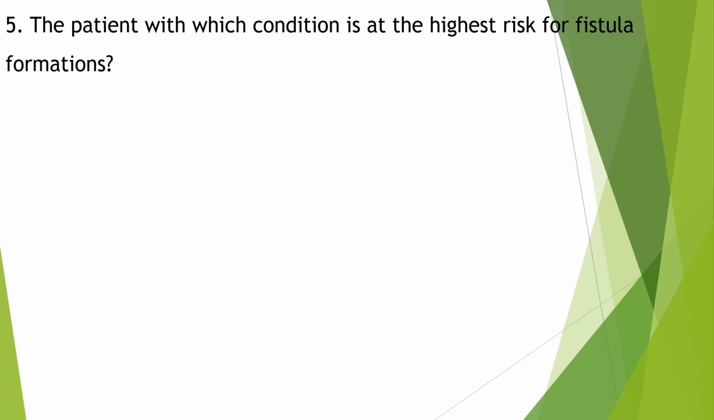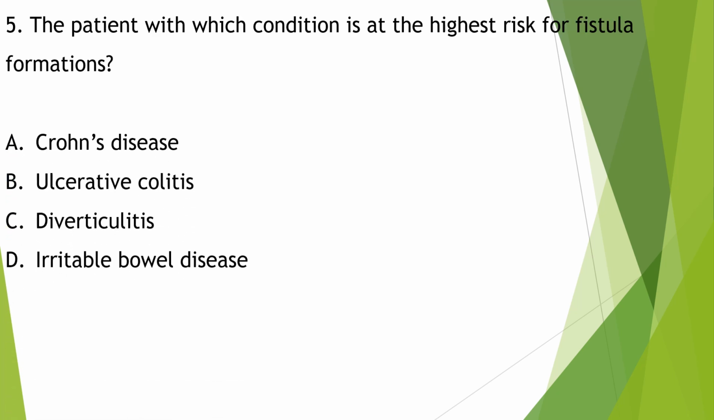The patient with which condition is at highest risk for fistula formation? Crohn's disease, ulcerative colitis, diverticulitis, irritable bowel syndrome. Crohn's disease is transmural, affecting all layers of the bowel. It can develop certain sinus tracts leading to fistula formation.